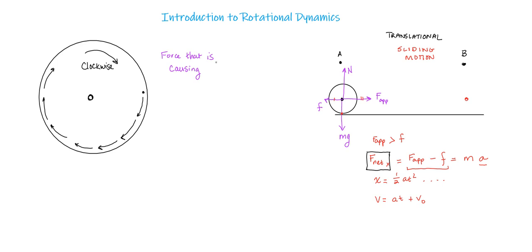the force that is causing the rotation is the friction between the ball and the ground, or the wheel and the ground. So just change that up. This should be for the wheel and the ground.